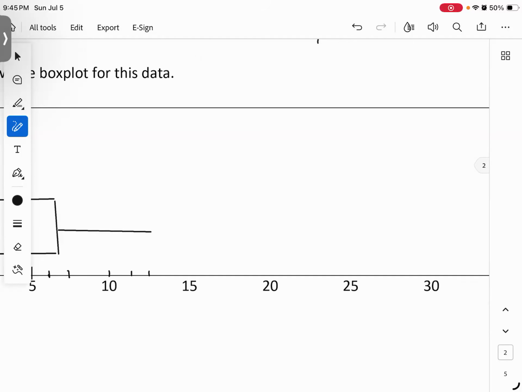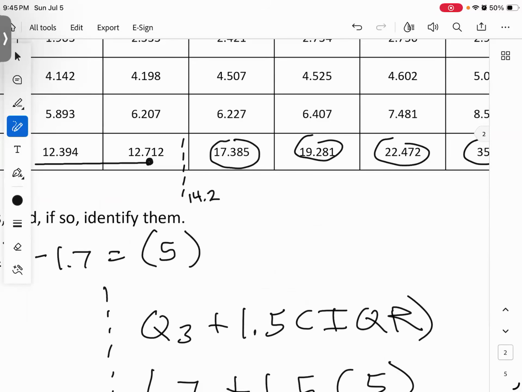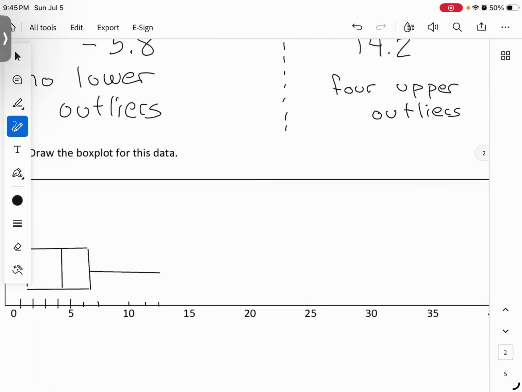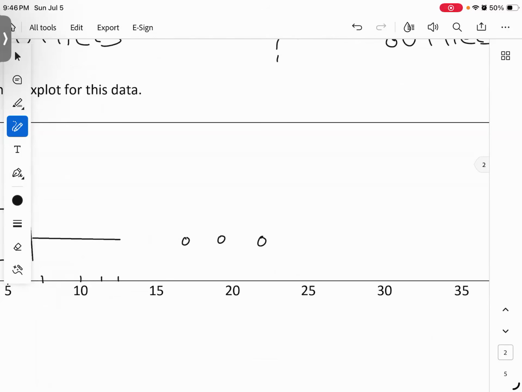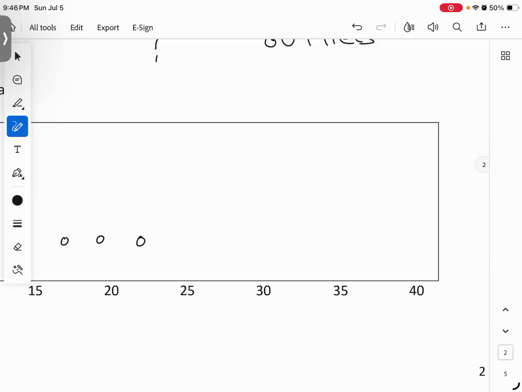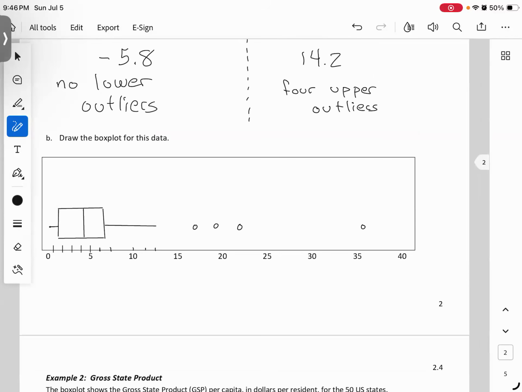So one of them was 17. Here, we'll go back up there real quick. You got your 17.3, your 19. Let's do those, 17-ish, 19-ish. And then you can see the other ones at 22, and then 35.8, which is just right about there. And that would be the box plot that corresponds to this set of population sizes for the United States.